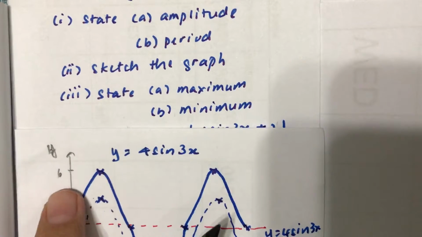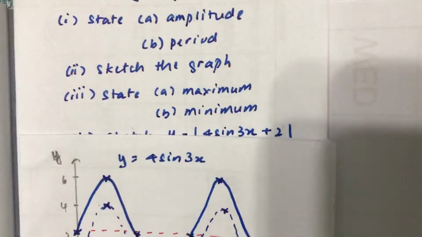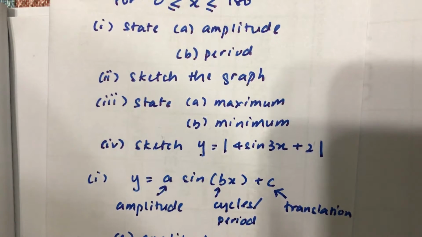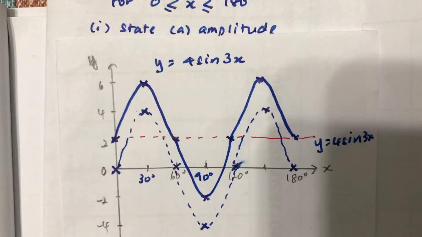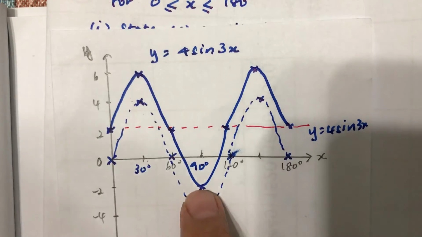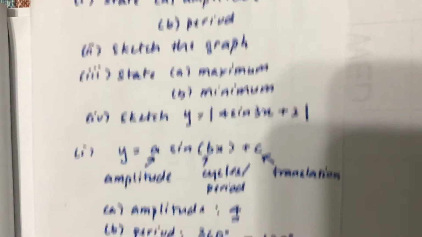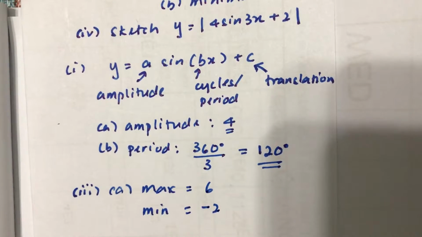So isn't it quite obvious that the maximum now is at 6? So we can write down there. For part 3, the maximum is 6, and the minimum, let's go back to the graph again. So the minimum now, look at this. This was originally -4, but you moved up by 2. So the minimum now is at -2. So there you have it, maximum and minimum.